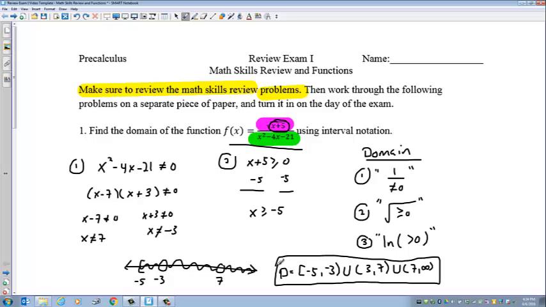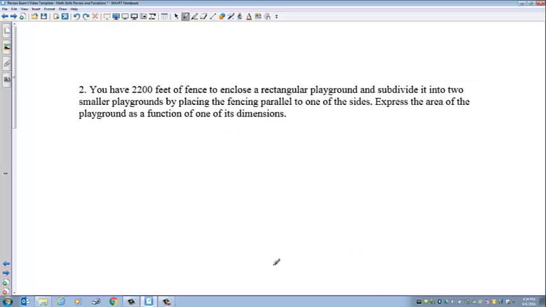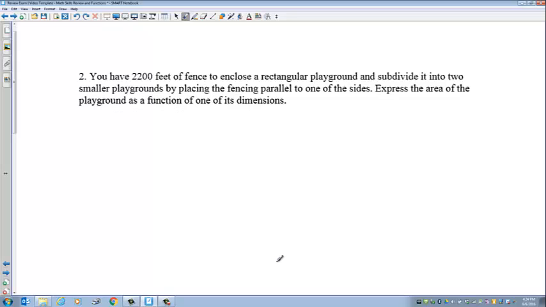Let's take a look at the next problem. So that was domain. The next problem, what we have here is a word problem. And to do this, we want to draw a picture. And so in this picture, what do we have? It says we have 2,200 feet of fence to enclose a rectangular playground, and subdivide it into two smaller playgrounds by placing a fence parallel to one of its sides.